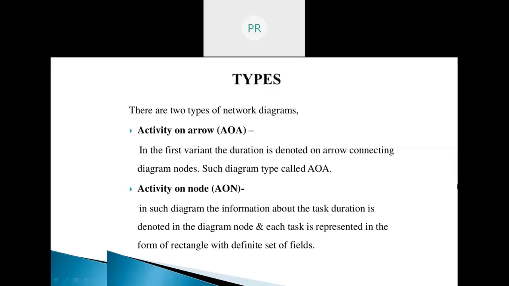So in the first one, between the nodes, there are arrows connecting them. The duration for the activities is denoted above that arrow. In the second one, the activity or the task is defined by the node itself. The node is represented as a rectangle. It contains information such as the duration, its description, and other information also.